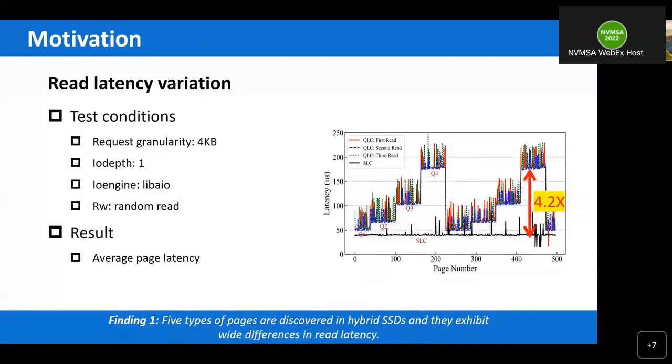To begin with, we focus on the average page latency. From the figure, we can clearly find that the SLC region has only 1 type of page, while the QLC region has 4 types of pages, from Q1 to Q4. The average latency of the Q4 page is 4.2 times that of the SLC page. 5 types of pages are discovered in hybrid SSD, and they exhibit wide differences in read latency.